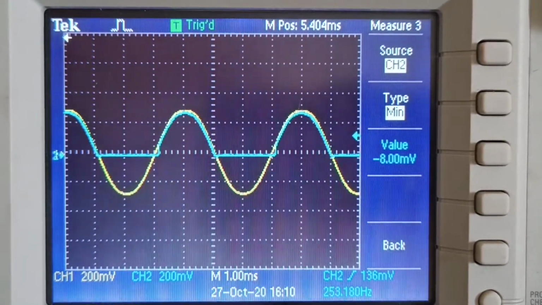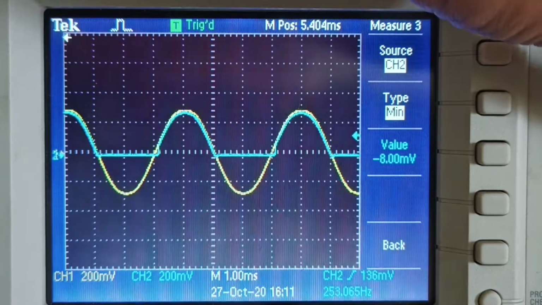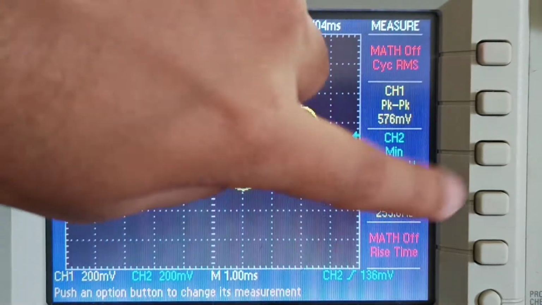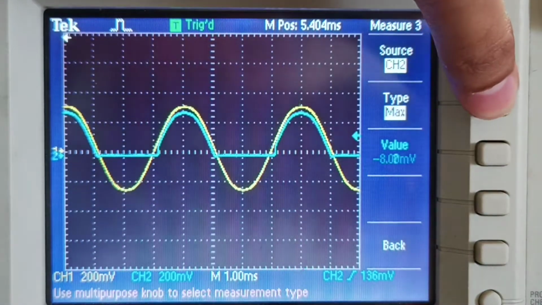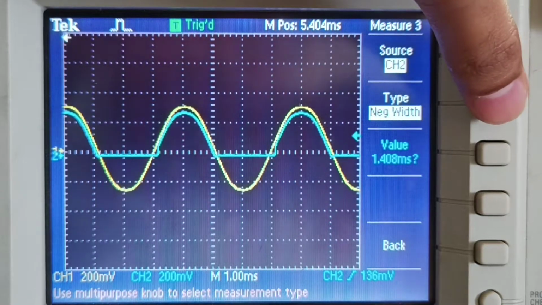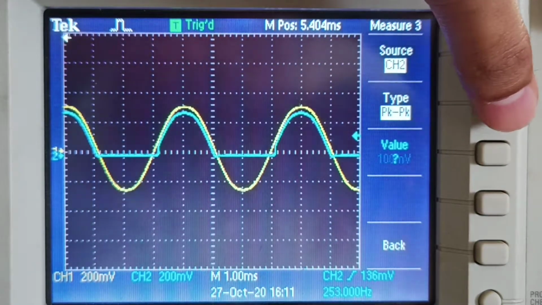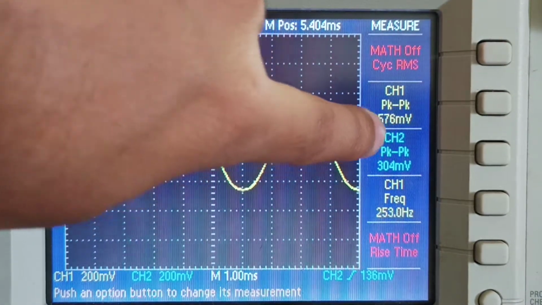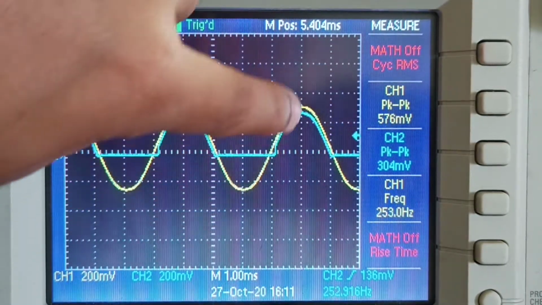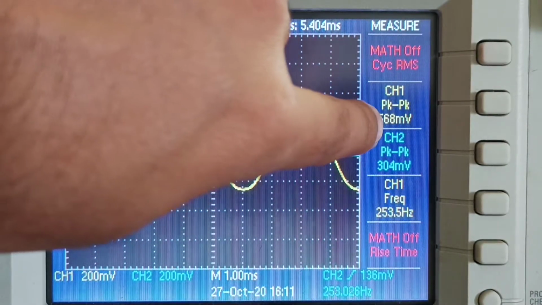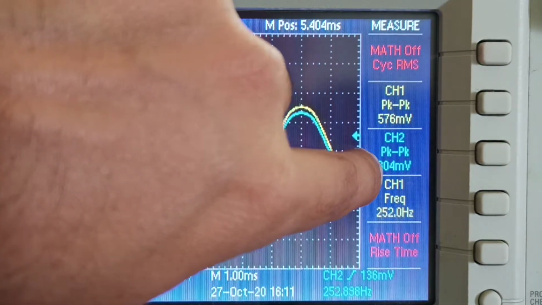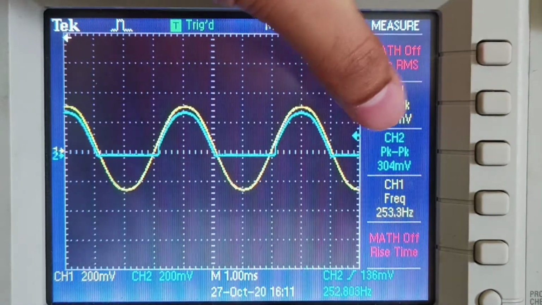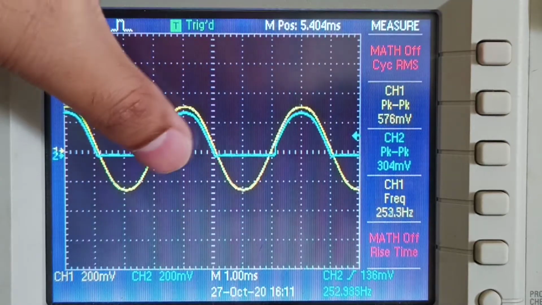If we look at the DSO, this yellow one is the input that we have supplied. If you see the peak to peak value of channel 2, we have given 576 millivolt. It is lesser than 0.7 volt, and the output we are getting is 304, which is half of this input. This is in millivolt, less than 0.7 volt, and still it is rectifying.